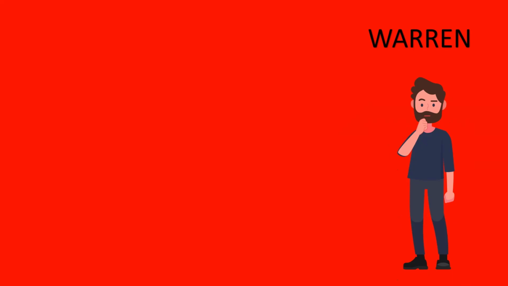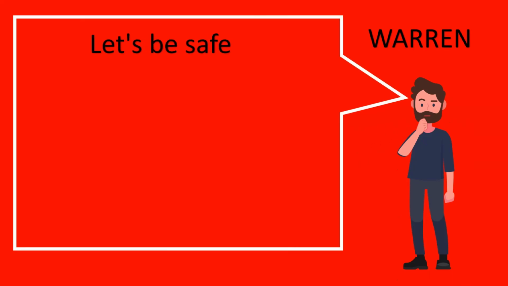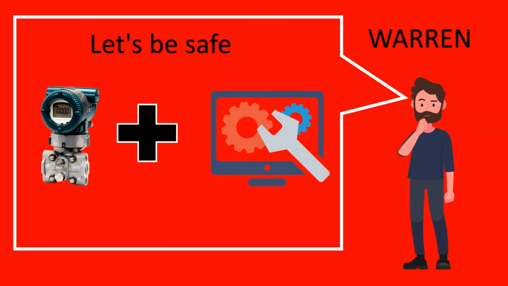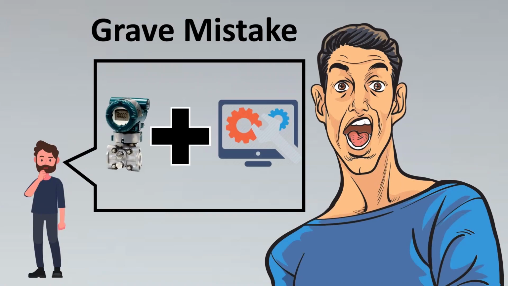Also, Warren comes with another amazing idea. It is that let's be safe and let us do it in the transmitter and the control systems. Wait a minute, this is not being safe, to do it on both sides.